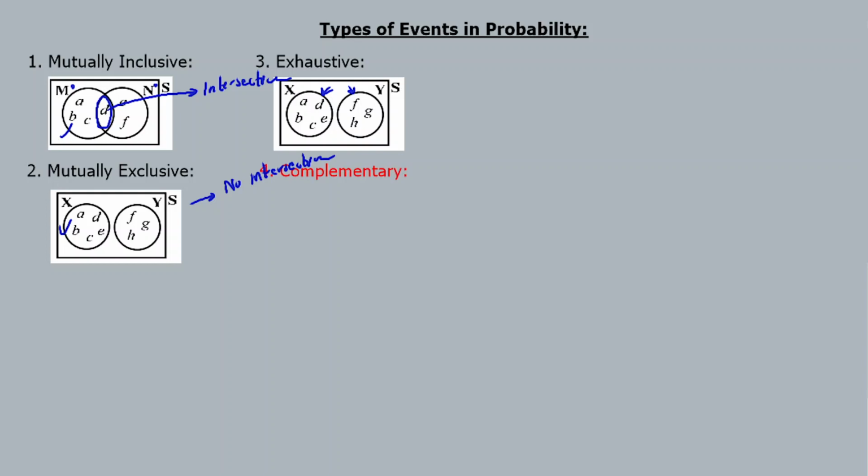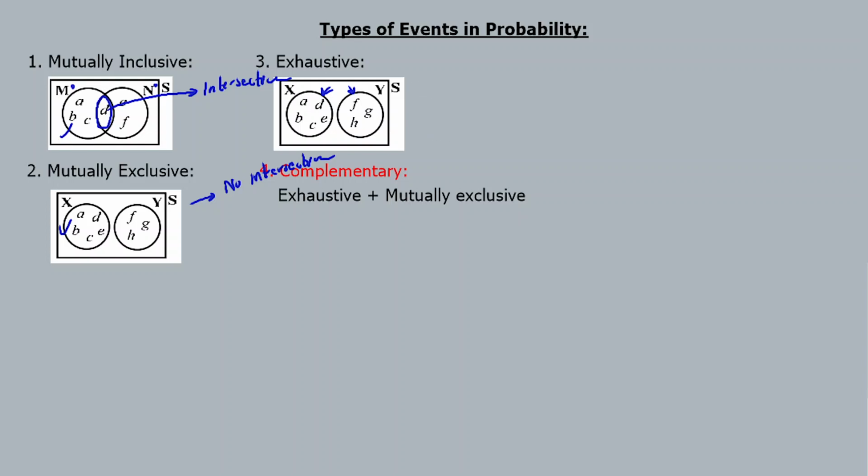Then we have complementary events. A complementary event is a combination of a mutually exclusive and an exhaustive event. So check this out.